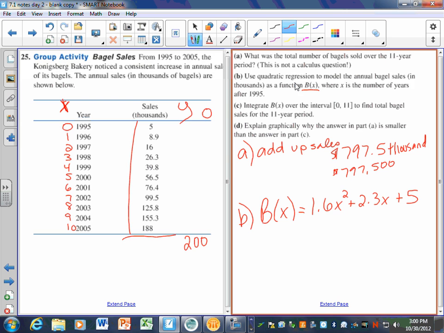And so for part C, again, we could do this by hand, but there's no need to. I'm going to integrate from 0 to 11 of b of x, and I'm just going to use my calculator for that. If I use my calculator, I got 904.017. Again, that's in thousands. So that's $904,017.